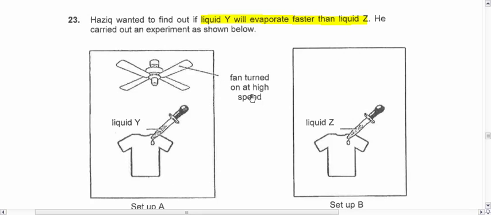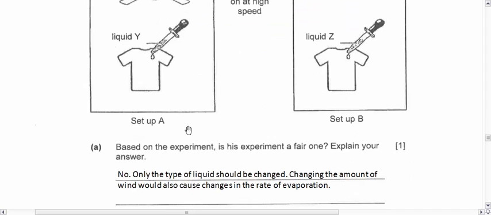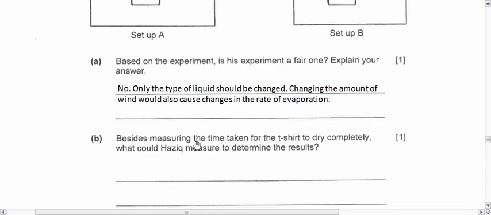Okay, now a lot of you just mentioned that A has a fan. Now that's not enough because you're just stating what you observe from this, which is good, but you need to explain further that in an experiment to be fair, because they're asking why is his experiment not fair. So in order for your experiment to be fair, you need to only change one variable. So your answer must be able to explain that only one variable must be changed in order for an experiment to be fair. Okay? So besides measuring the time taken for the t-shirt to dry completely, so they already told you besides doing this, so you can't do this.